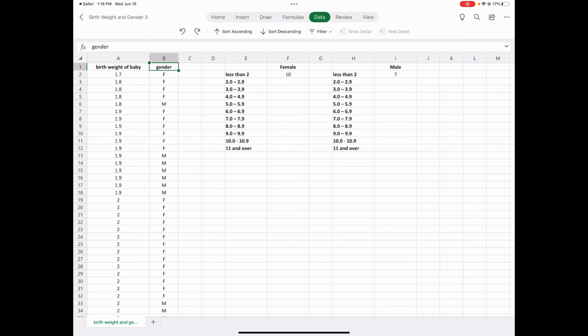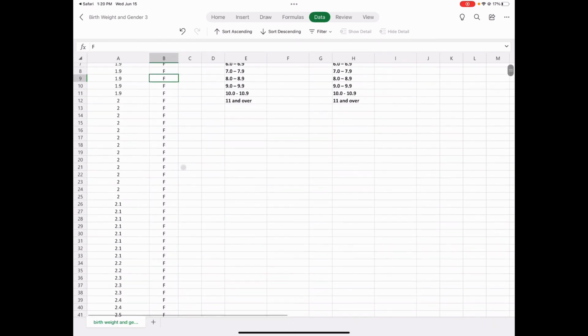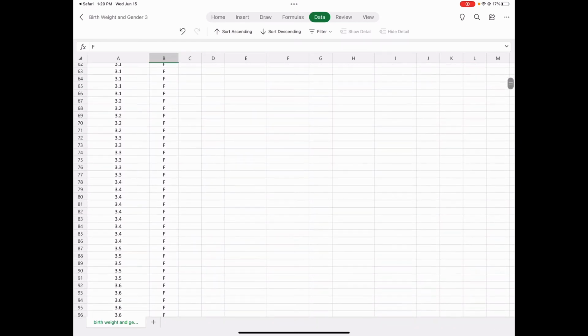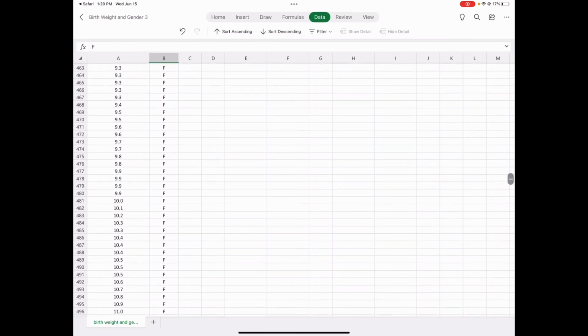And I need to do 2 things. Number 1, I need to calculate how many females and males. So the first thing I'm going to do is sort. You're going to go to the data tab, and I think the easiest way is to go sort ascending or sort descending, and then it takes the females and puts them in a group, and then takes the males and puts them in a group. And so that's what I did.